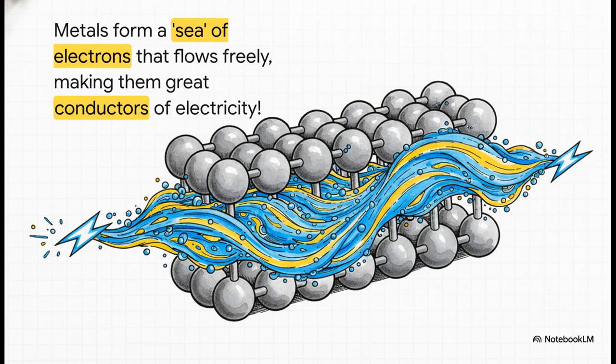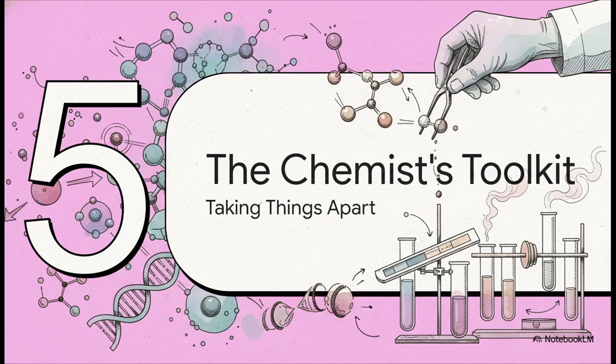But wait, what about a chunk of pure metal, like a copper wire? What's holding that together? Well, metals have their own special trick. All the atoms pack together and just release their outer electrons into this big shared pool. They create this amazing sea of electrons that just flows freely through the whole structure. And that is the secret for why metals are such amazing conductors of electricity. It's that free-flowing sea.